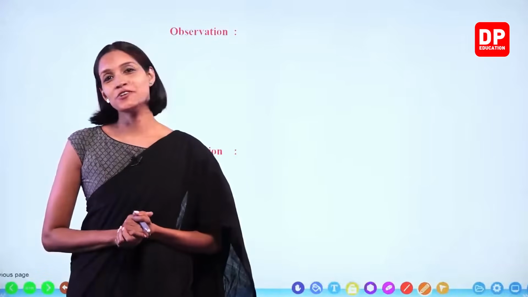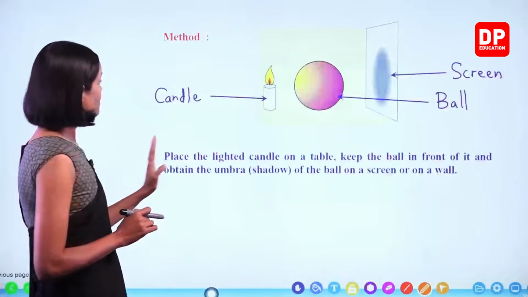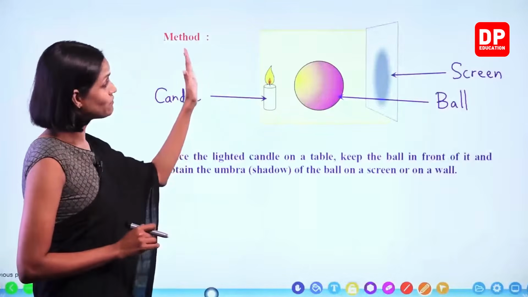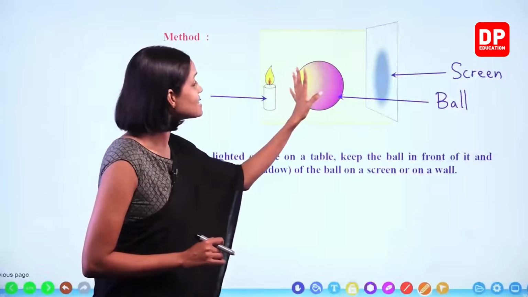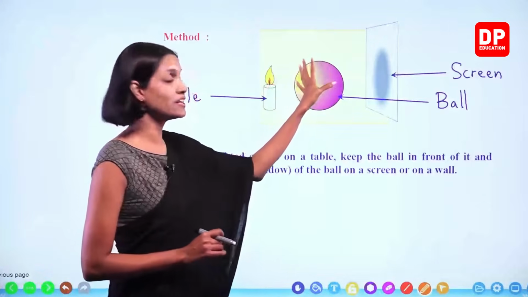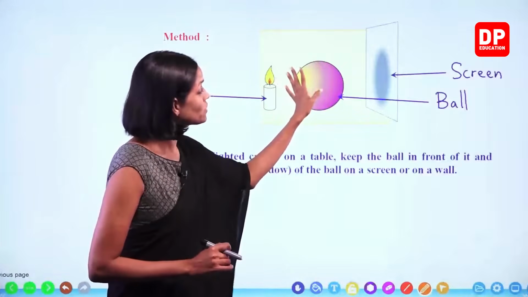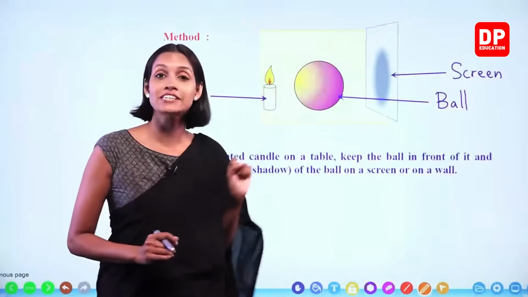Right, children. So you all observed what happened. So what was the experiment we did? We lighted this candle and we placed it in front of the ball, and we placed the screen on the other side of the ball, and we could clearly see the shadow of this ball on the screen. Right? So what was our observation? We could see a clear shadow or an umbra of the ball on the screen.